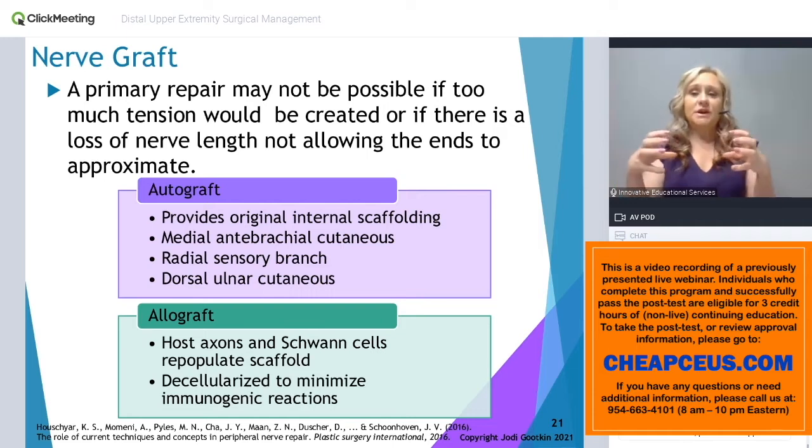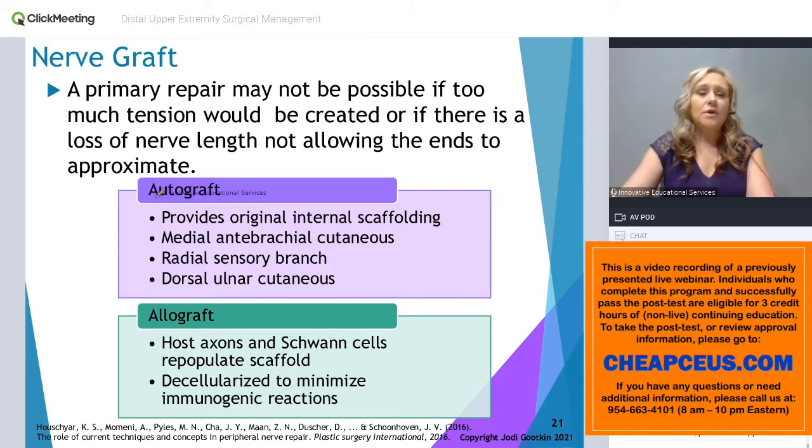Sometimes there just isn't enough length to have those ends brought back together for that primary repair. In that case, grafting may be necessary. Autograft is one type that might be utilized where they will take a nerve from a patient's different area in order to move it over, and that provides a scaffolding bridge to let the nerve know where to regenerate to. Allograft is another option.